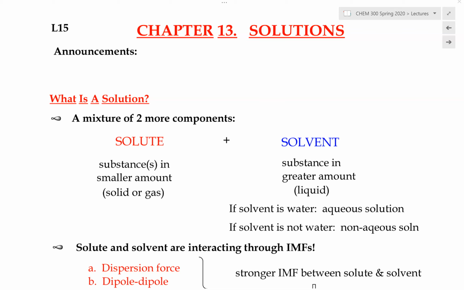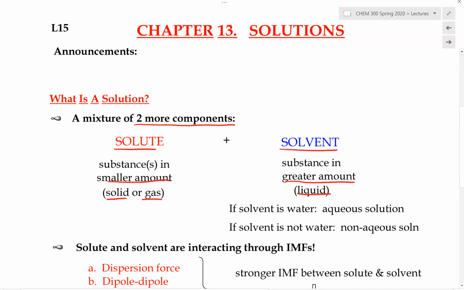We have seen already that a solution is basically a mixture consisting of two or more substances. The two components can be further classified as either a solute or a solvent, and that's what makes up a solution. The solutes are normally the substances present in a small amount, and typically they are a solid or a gas. The solvent is the substance present in the greater amount, and normally it is a liquid.